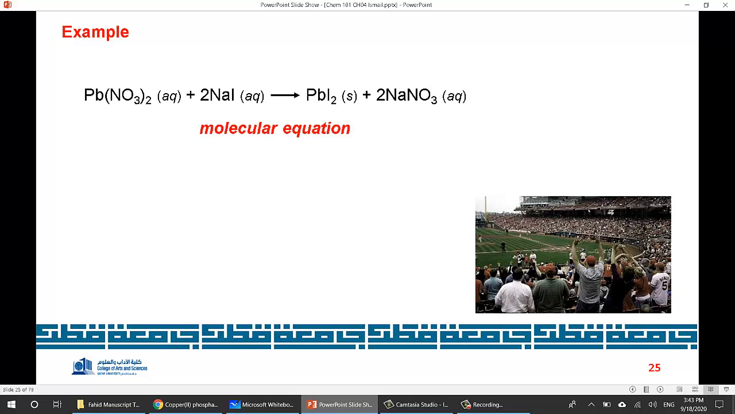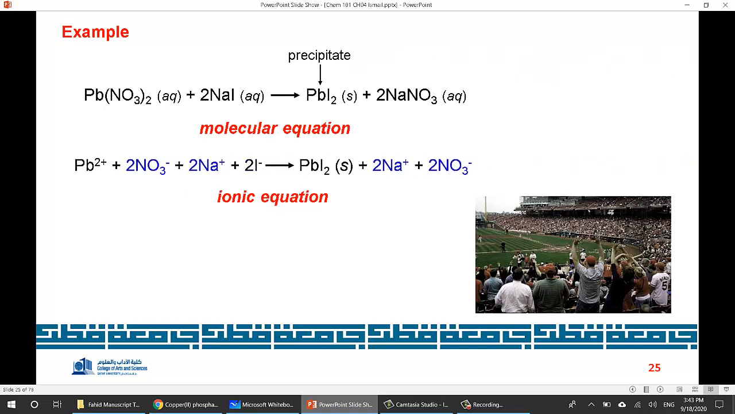This is called a molecular equation because it contains molecules. Now I want to write the net ionic equation of that. The first thing, I want to make sure that this equation is balanced, and it looks balanced. The other thing, I want to break this down into its ions. Pb(NO3)2 is Pb2+ ions plus 2 NO3− ions. The 2 NaI is 2 Na+ and 2 I− ions. The PbI2 solid does not dissolve in water, so we cannot break it into ions, and that's why we move it down as is. And you see in the second equation, it is written as is, PbI2 solid.